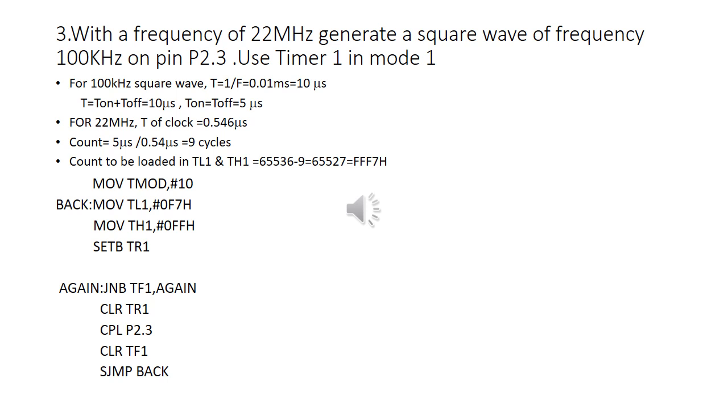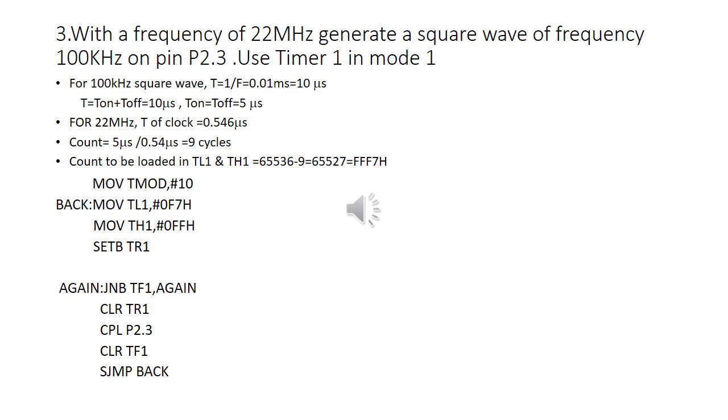So you need to generate a square wave with a frequency of 100 kHz. The time period will be the reciprocal of this frequency, which is equivalent to 10 microseconds. Whenever you generate the delay, it will be generated either by considering the on period or by considering the off period. The total time period T is equal to T on plus T off.